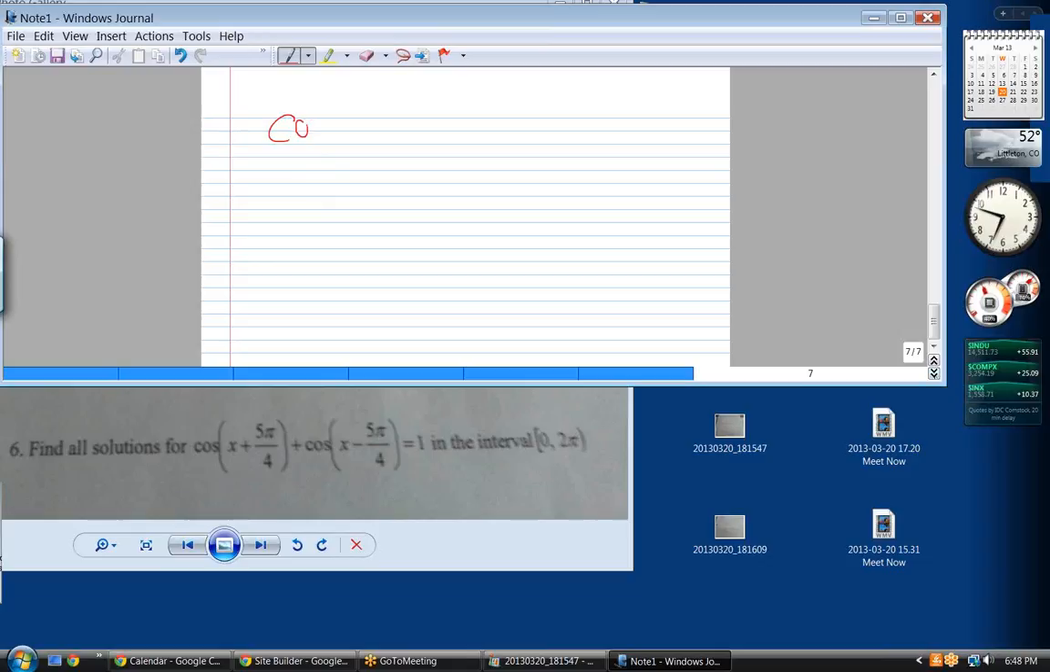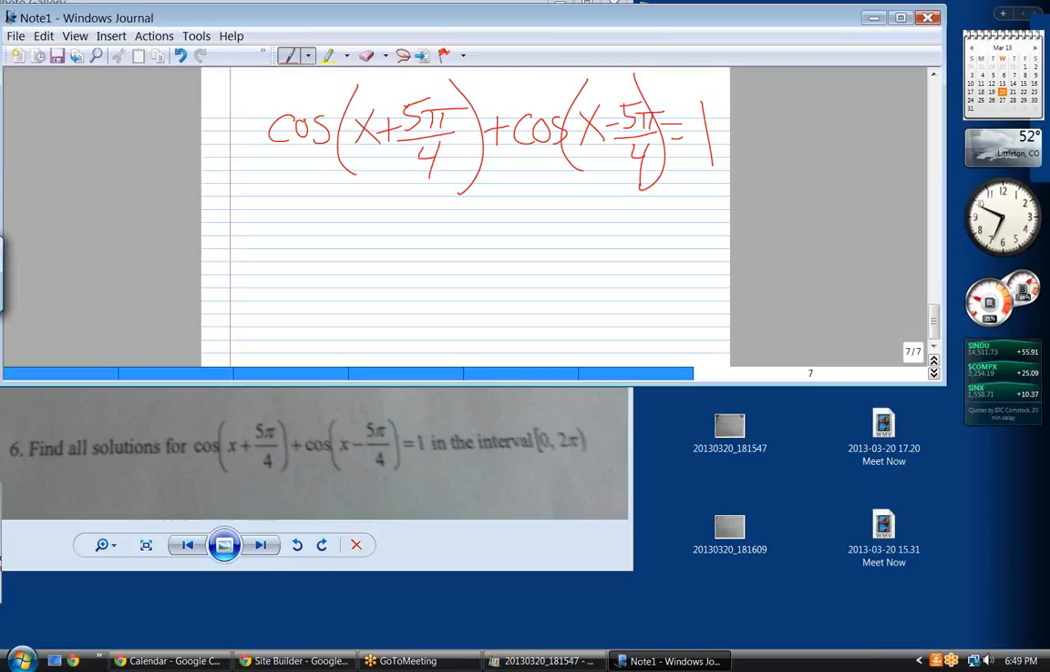So we've got cosine of x plus 5 pi over 4 plus cosine of x minus 5 pi over 4 all equals 1. Which is the sum and difference. I'm trying to think if there's any other way I would do this. No, there isn't. Okay, so let's translate this. I'm going to write very small because this is going to translate into 4 terms and this has 4 more terms. So what's the first part of this?